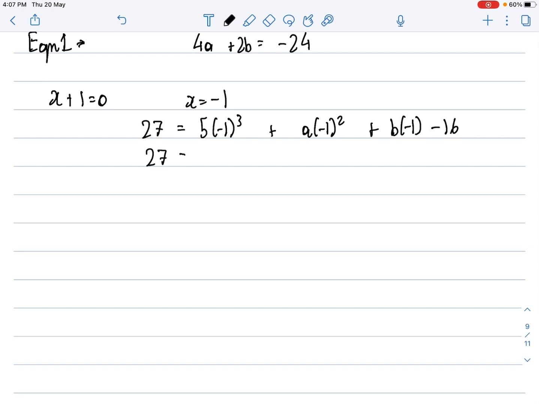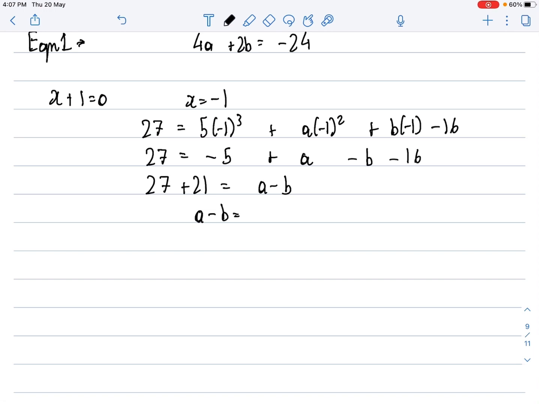So now 27 is equal to minus 5 plus a minus b minus 16. So minus 5 minus 16 gives me minus 21, and 27 plus 21 is equal to a minus b. So a minus b is equal to 27 plus 21, which gives me 48. So I can say this is equation number 2. Now I can write this as 4a plus 2b equals minus 24, and a minus b is equal to 48.